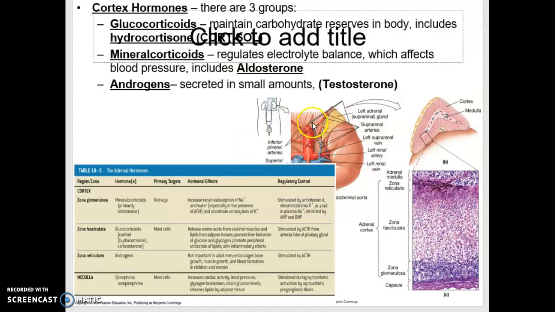Okay, our next area that's affected is our adrenal glands. And the adrenal glands literally have an outside capsule, but then just underneath the capsule, they have a cortex.